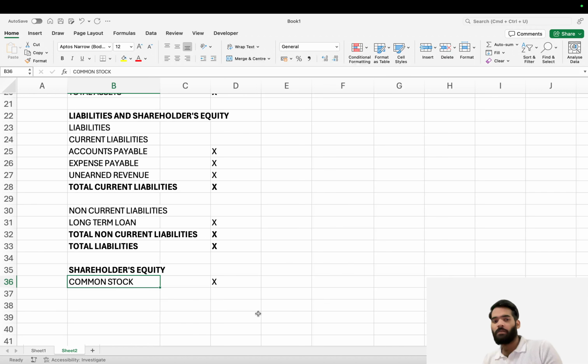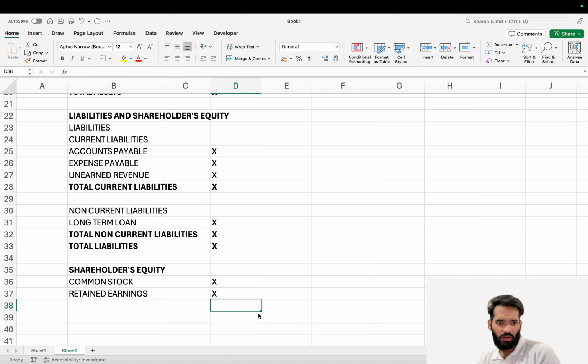The only difference is common stock is the money we received by the owners for the shares, and the capital is just the money that was directly given by the owner without any shares. So conceptually they are similar, but technically they are different things. Then the second account you'll see is something called retained earnings. Now we'll talk about retained earnings a little bit more in a while. First, let's complete the total equity.